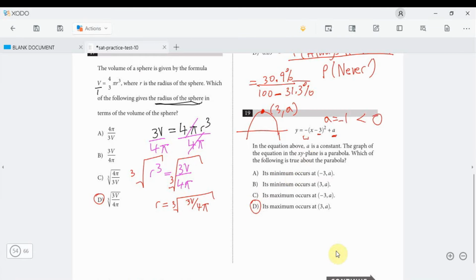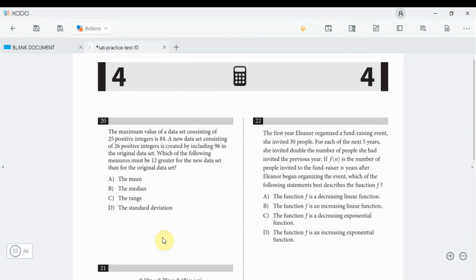Nice and easy. Question 20. The maximum value of a data set is 84. A new data set with 26 integers is created, including a new maximum of 96. So notice that the highest goes from 84 to 96. Which of the following must be 12 greater for the new data set? Has to be the range.